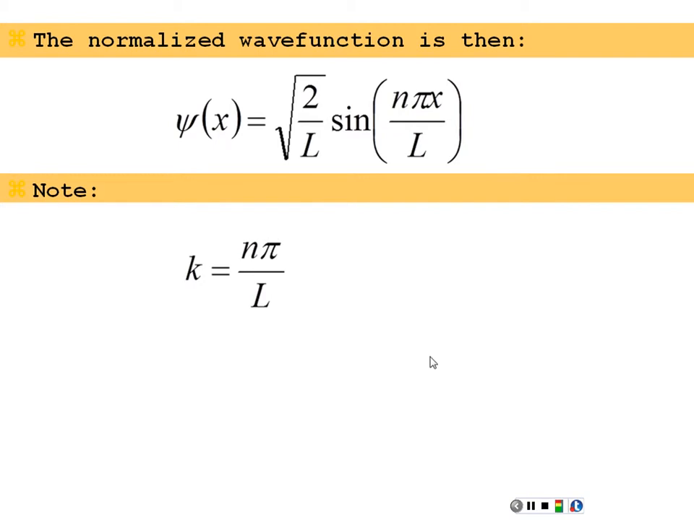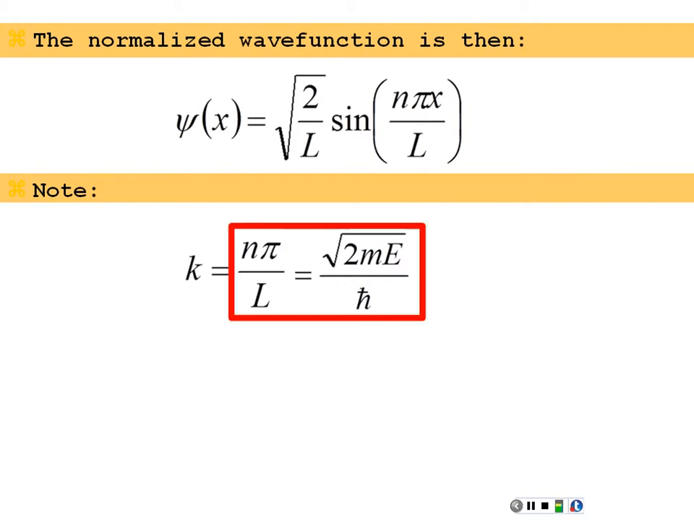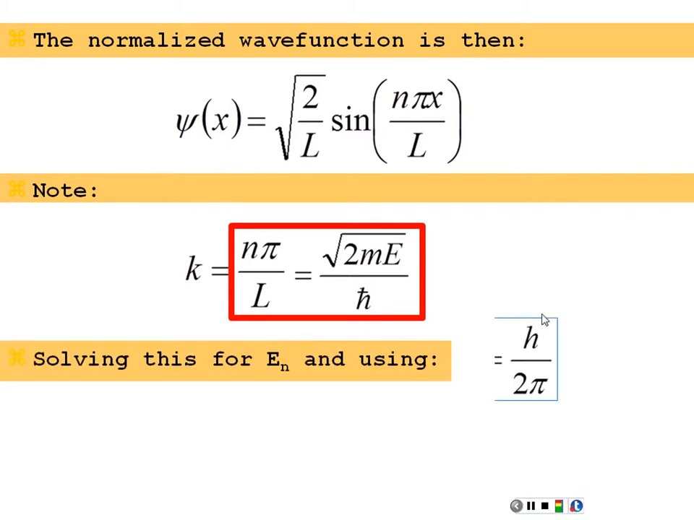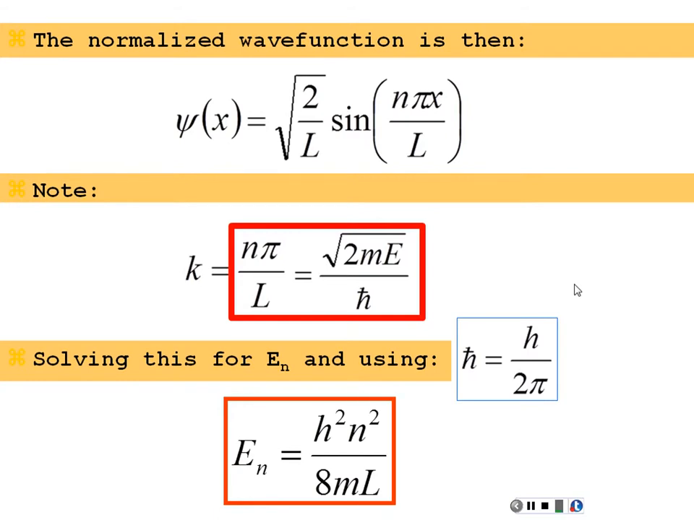Note that k is equal to n pi over L, and we earlier defined it as the square root of 2mE over h bar. With a little bit of manipulation of these, noting that h bar is equal to Planck's constant divided by 2 pi, and squaring both sides and solving for E, we would get that the energy of our nth level would be equal to h squared n squared over 8 m L squared, n being an integer, and we would have basically that our energies are quantized. There are definite levels of energy that correspond to this particle trapped inside the infinite square well.